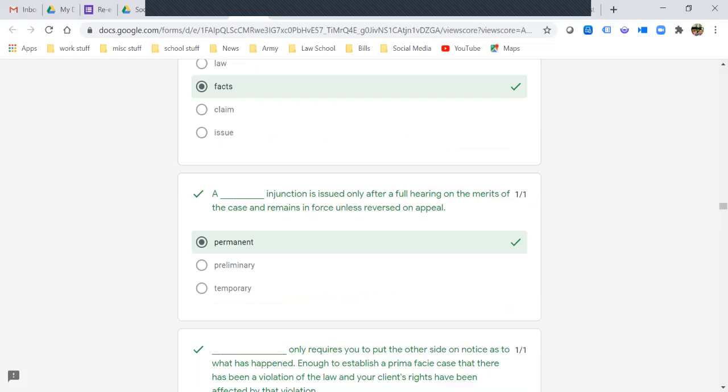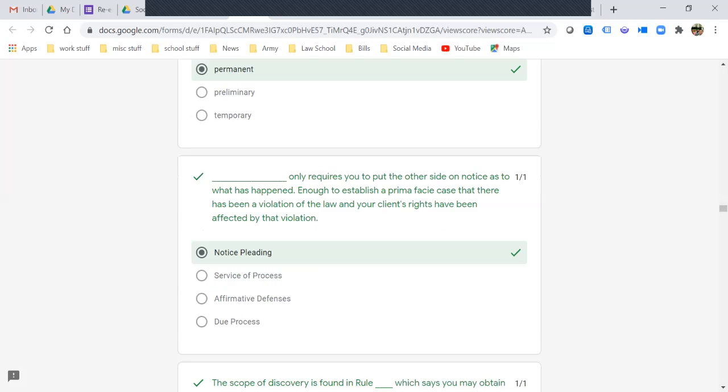Okay. Permanent injunction is issued only after a full hearing of the merits of the case and remains in force unless reversed on appeal. So permanent injunction is only issued after a full hearing. Notice pleading. Notice pleading only requires you to put the other side on notice as to what has happened, enough to establish a prima facie case that there has been a violation of the law and your client's rights have been affected by that violation. In other words, you just need the bare minimum. You don't need to plead everything. You just need to have enough to survive a summary judgment.